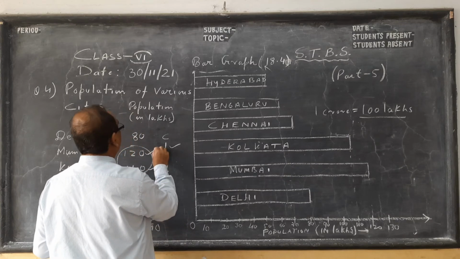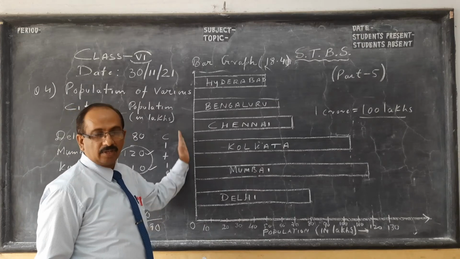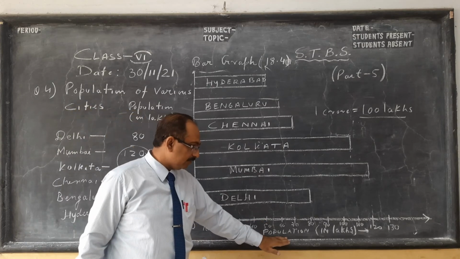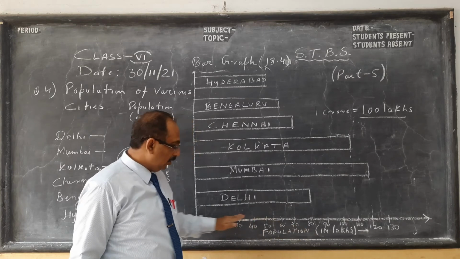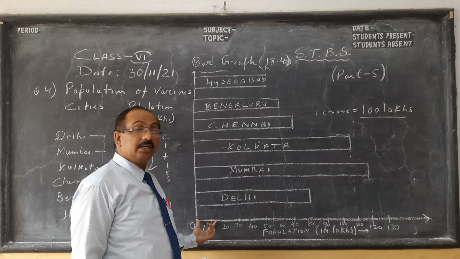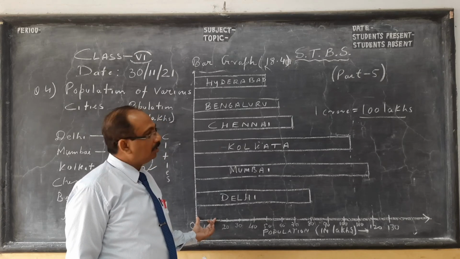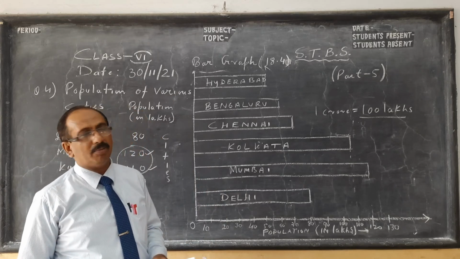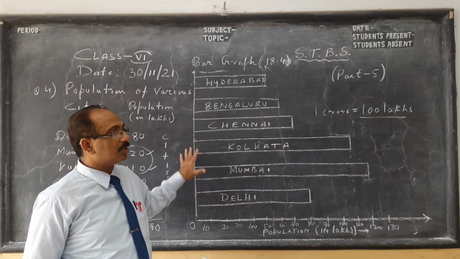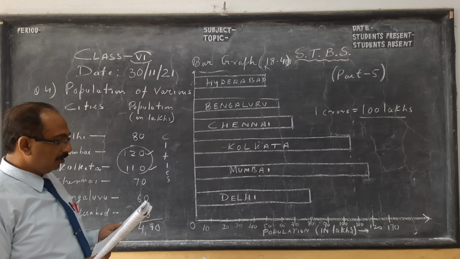Once more, on the y-axis we write the names of the cities, and on the x-axis we write the population in lakhs. So this scale is very important, children. If you use graph paper, you can take 1 centimeter as 10 lakhs. Graph paper is always better, but in class 6 you can use ruled paper, though it is better to use a white blank or unruled paper.